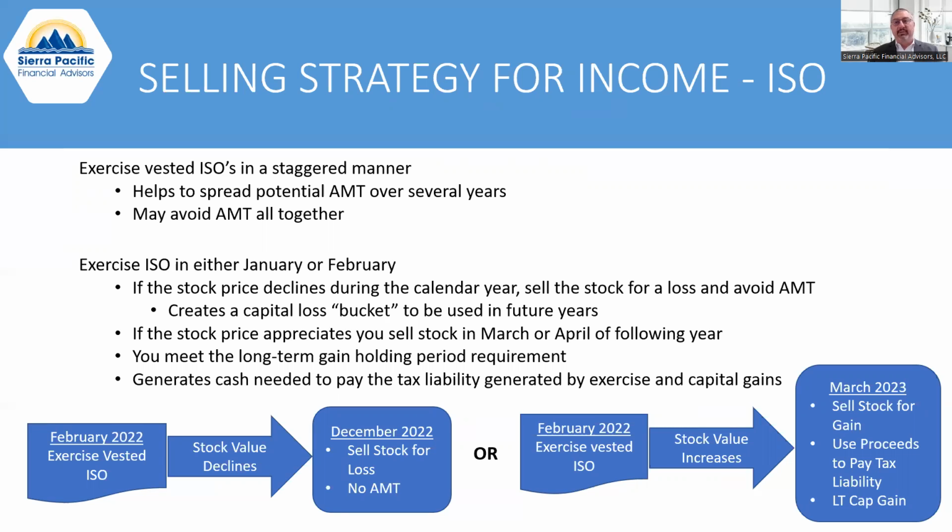Generally what happens is that when people get the ISOs, they tend to hoard the options. They don't exercise them. They just keep them as options. And then they'll exercise when they need some cash for a project at home, a remodel, or a kid needs to go to college, something like that. However, if you've got a lot of those options hanging around, you can start exercising them in a staggered manner. What that does is help spread that potential AMT tax over many years, or you might avoid AMT altogether. And again, we always say, talk to your financial professional.